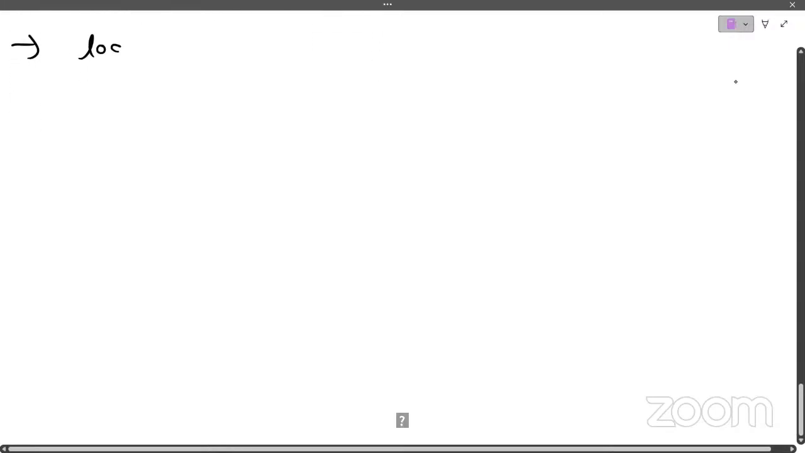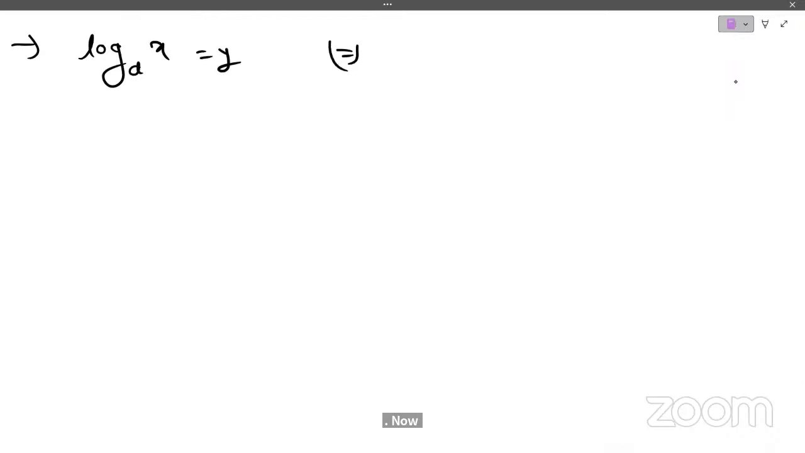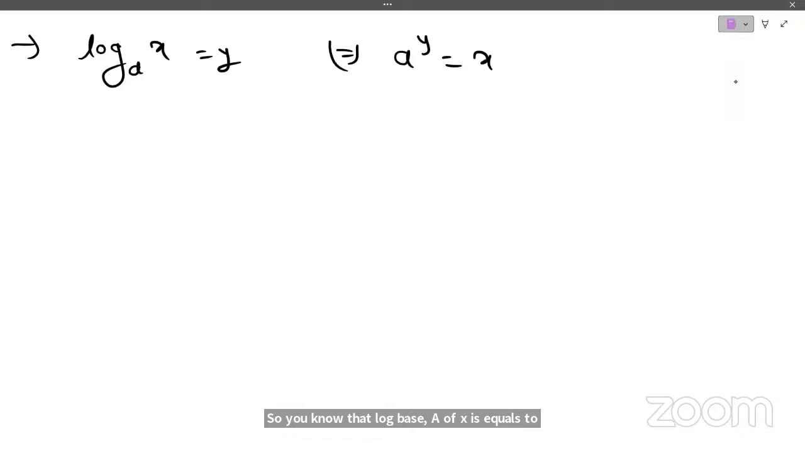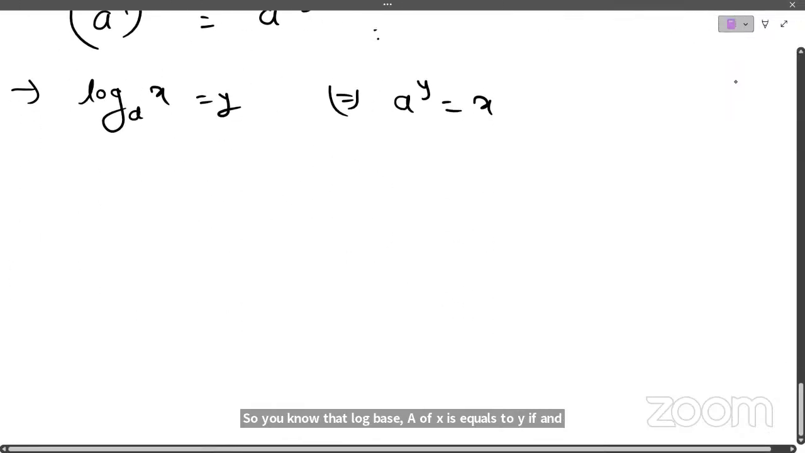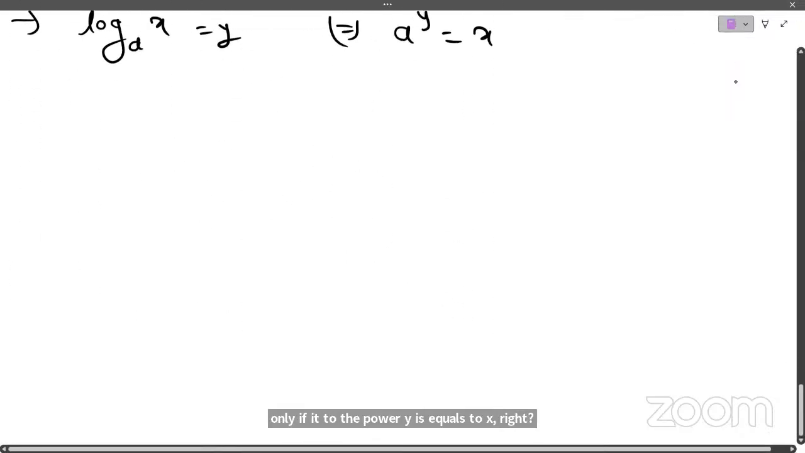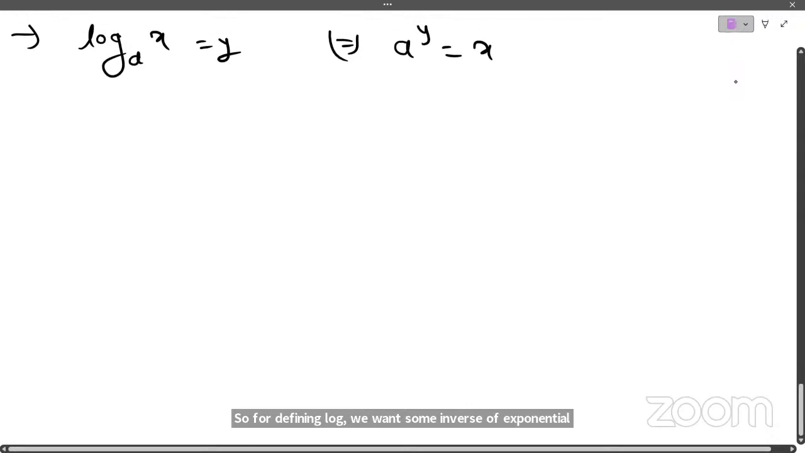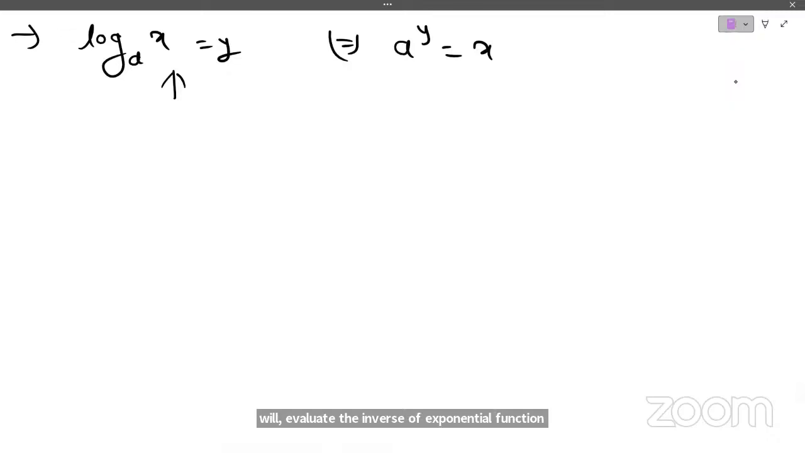Now we go for the logarithmic function. We know that log base a of x is equal to y if and only if a to the power y is equal to x, right? For defining log, we want the inverse of the exponential function, so we take that function to be log, which evaluates the inverse of the exponential function. When we define log, we should always remember the restriction on the base and the restriction on the domain.